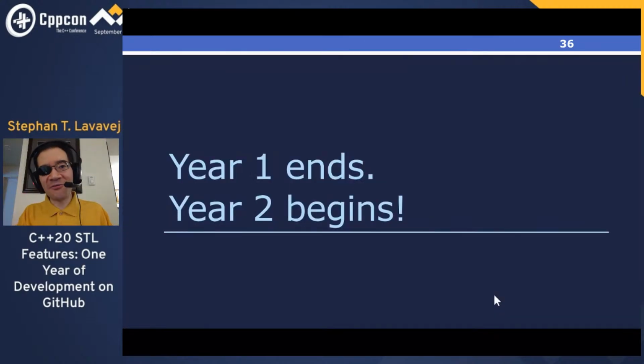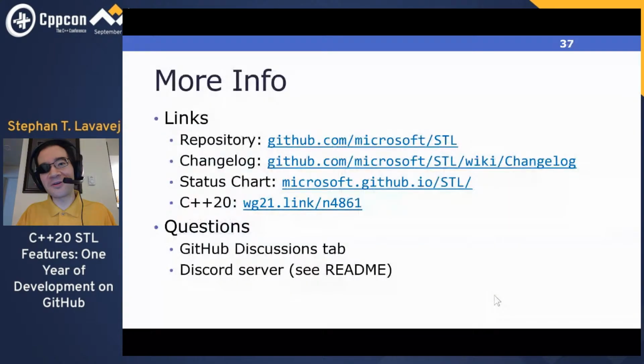So that is the end of 1 year of development on GitHub. We're starting our 2nd year. This will be the year that we finish C++20, hopefully this calendar year. And we are looking forward to working with the community.